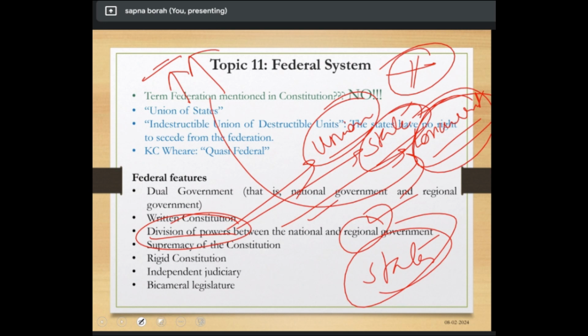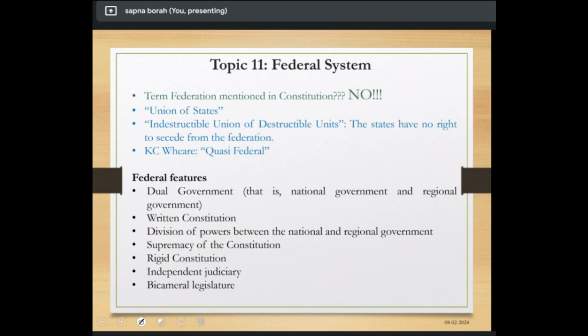Then what happens is an effective mechanism and bold decision making. Take your judgment, for example: multiple minds make things better. Likewise, for topics where more input is needed to make the work or functioning easier, there we use the concurrent list. Okay, union list, state list, concurrent list. We'll do one topic again, a topic on the schedules of the constitution, where we'll cover all the subjects more extensively, but for now this much.